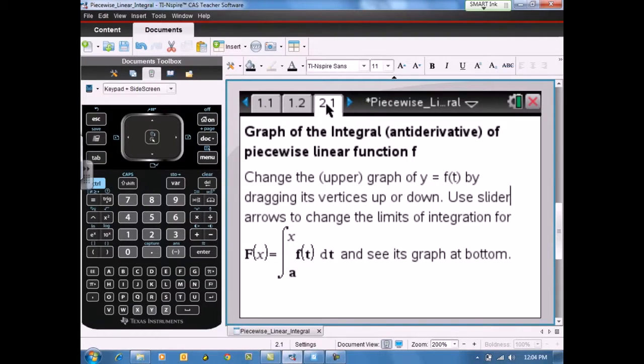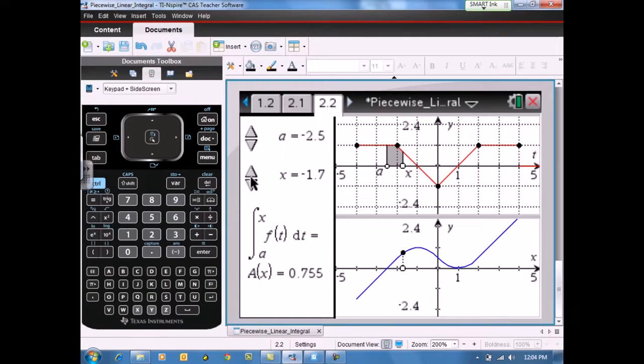There's a second part of this activity. The students are going to be given the graph of an integral or an antiderivative as well as a piecewise linear function f, and we're going to have a split screen here. Notice that you now have a wonderful connection between the area under the curve and what is actually happening with the function. Students may again click the A or the X clickers here to change the values of a and x. They may also look at how the graph in the top and the area under the curve is connected to the graph at the bottom.